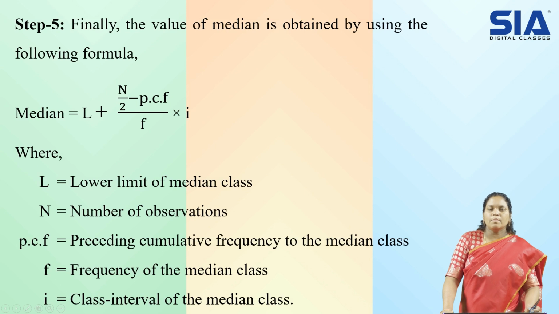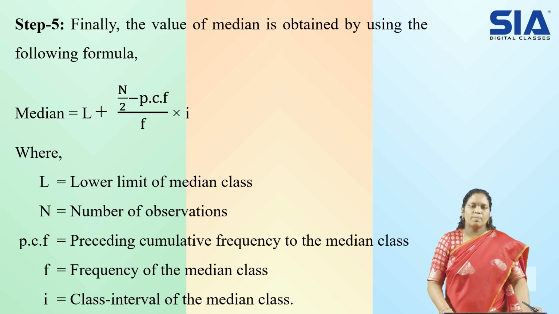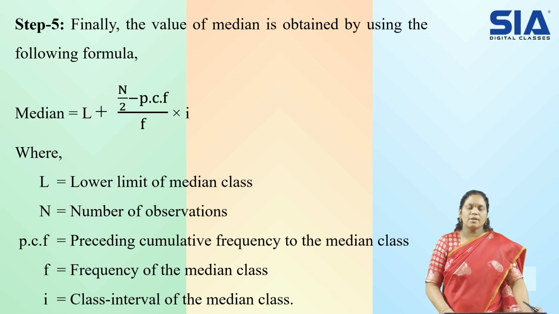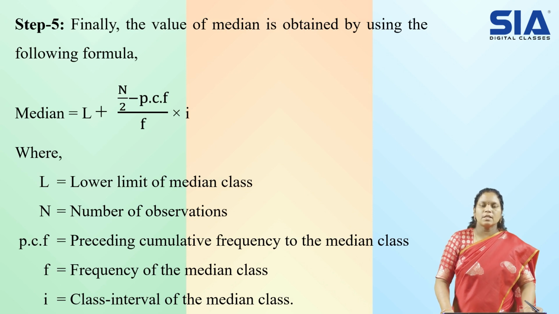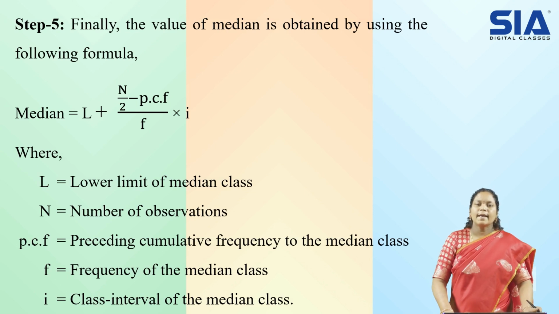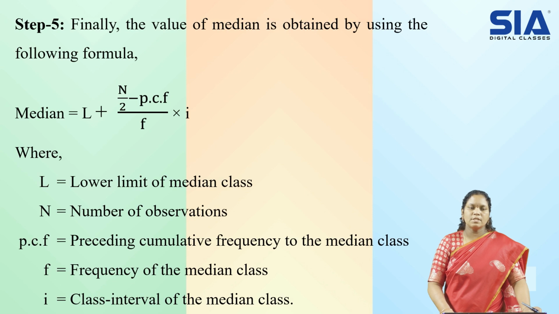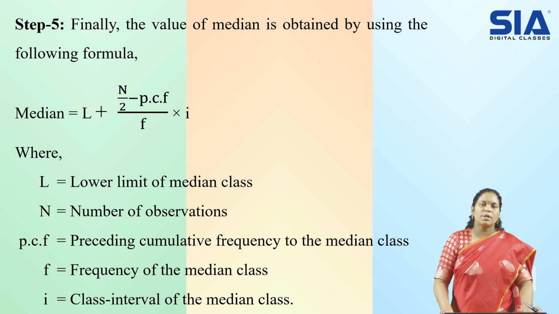So step 5 will be the median formula: L plus (n by 2 minus PCF) by f into i. All those details we have checked. L is nothing but the lower limit of the median class. Then n is the number of observations. Then PCF is nothing but the preceding cumulative frequency. Preceding in the sense the value before it in the cumulative frequency.